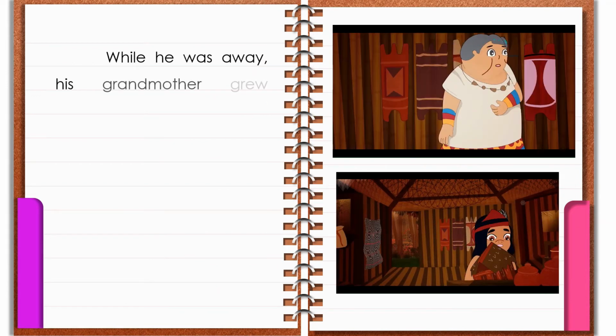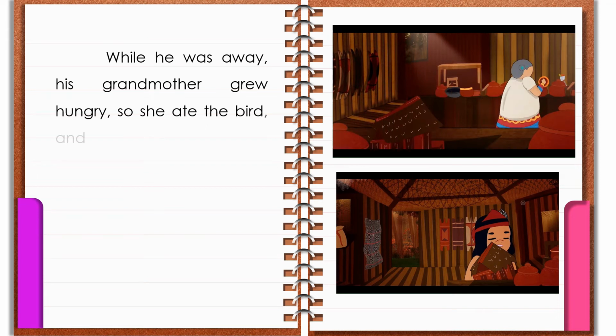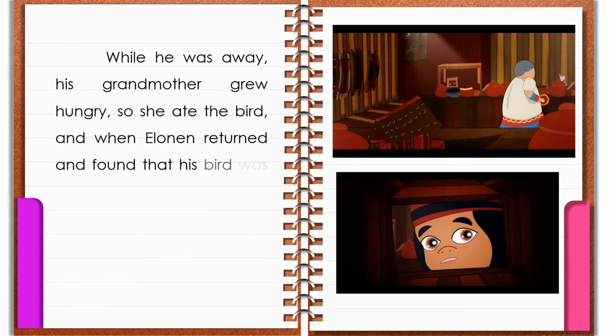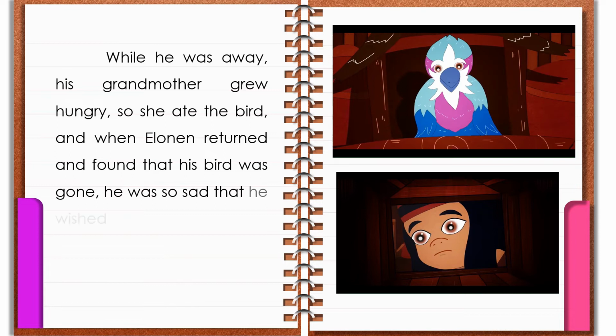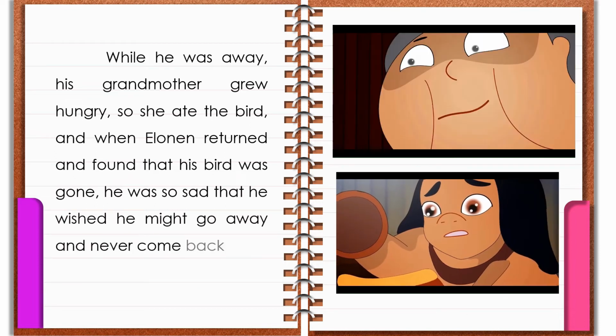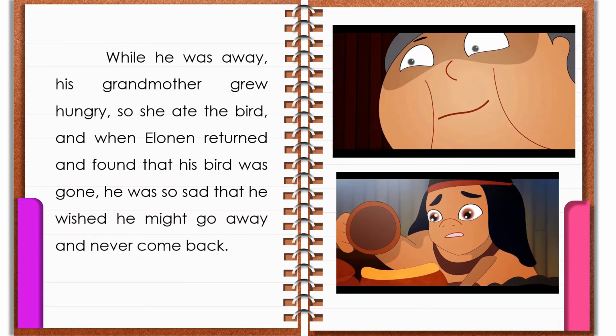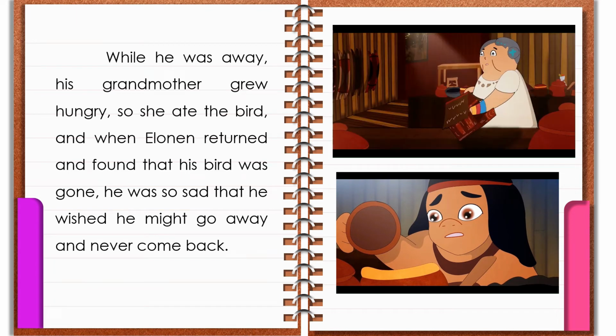While he was away, his grandmother grew hungry, so she ate the bird. And when Alonin returned and found that his bird was gone, he was so sad that he wished he might go away and never come back.